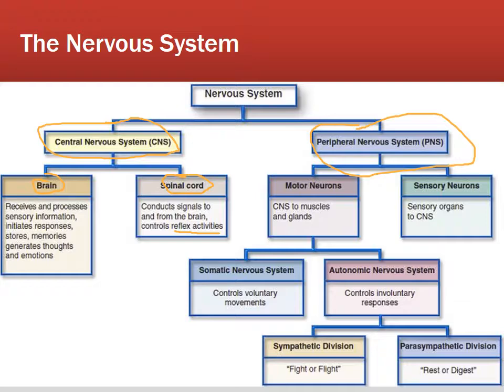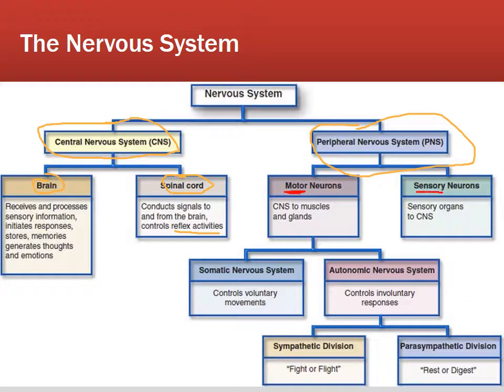Now your peripheral nervous system is made up of several different neurons. So we have what we call motor neurons, and motor neurons go from the central nervous system to our muscles and our glands. So these are the messages that are going to be sent from our central nervous system to our muscles or to our glands to tell them to do something.